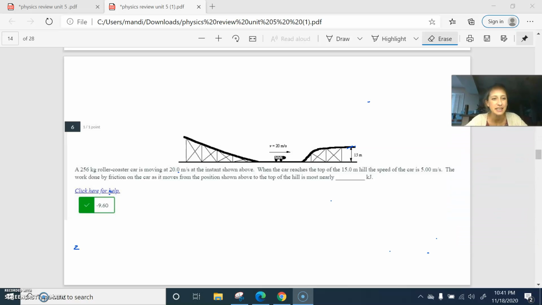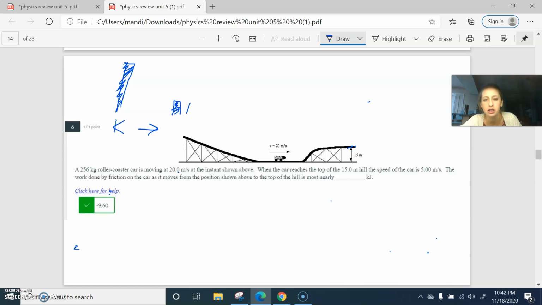All right, so we have a roller coaster at the bottom, and it has all this kinetic energy. What is a skinny bar chart? And then later, it has some kinetic energy, some gravitational potential energy, and that is all. And we've lost some of our total energy to work.